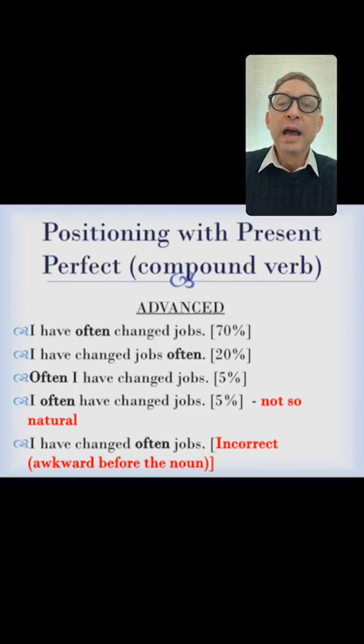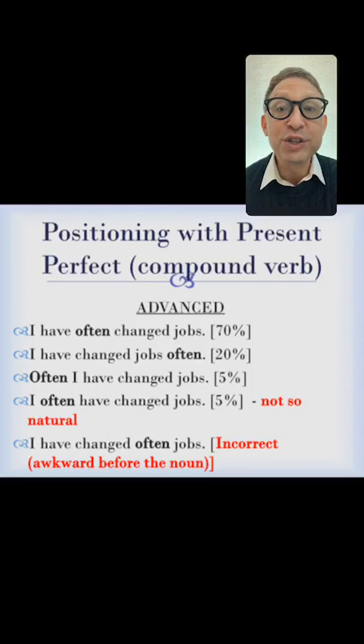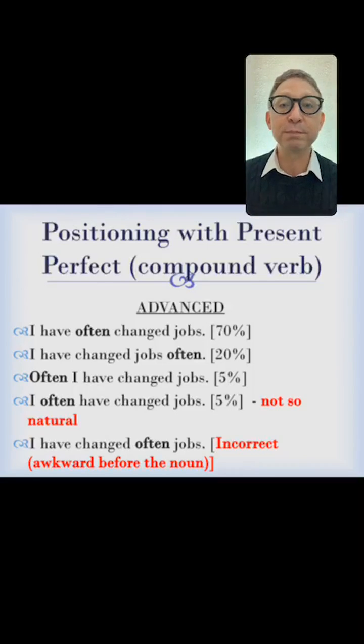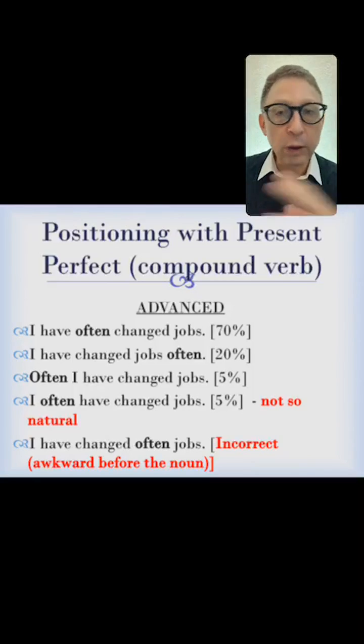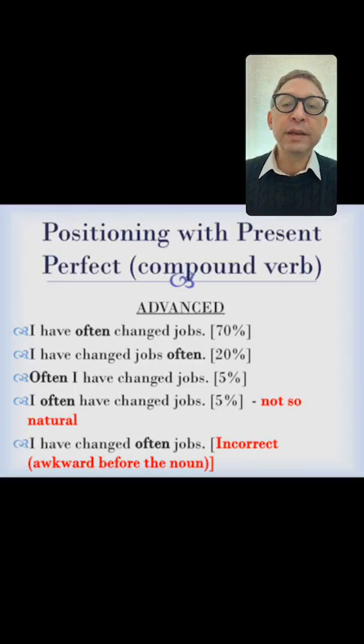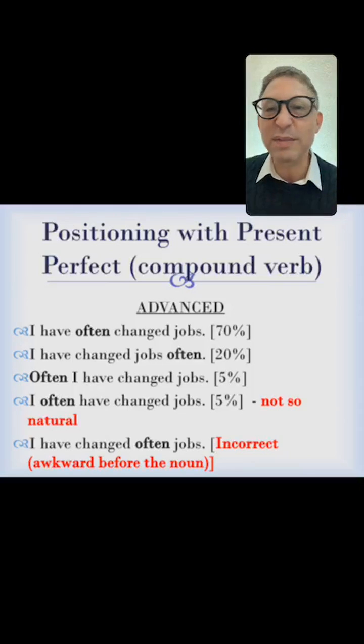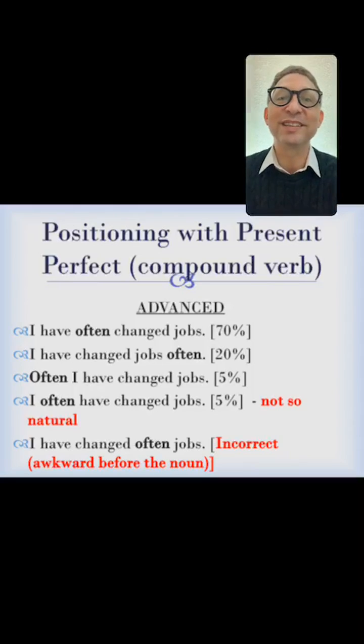So let's read it. I have often changed jobs. I'm suggesting this is by far the most common construction with the present perfect. Whenever you have more than one verb, like a compound verb or helping verbs, or modal verbs, I'm suggesting that the adverb is naturally placed in the center here with the present perfect. I have often changed jobs. 70% of the time you might encounter this.